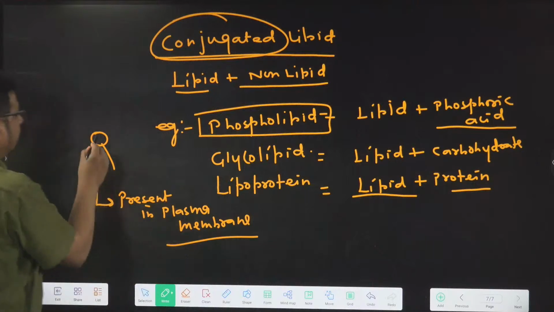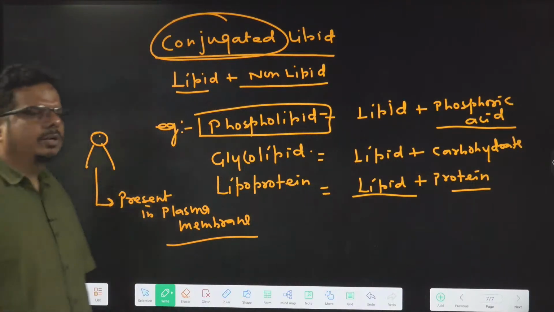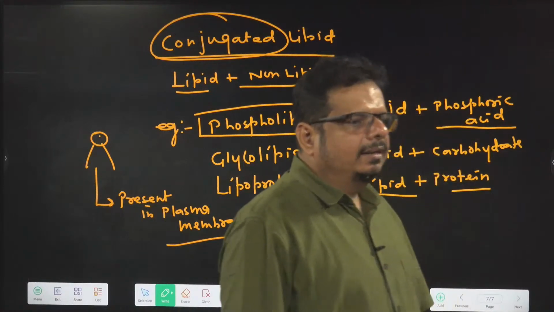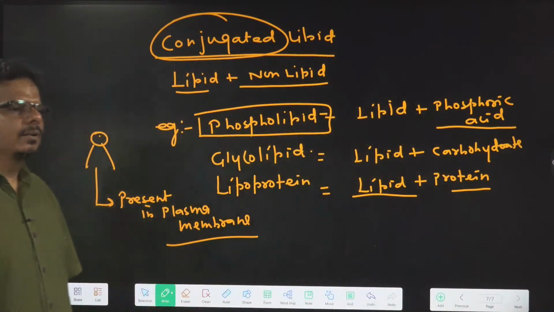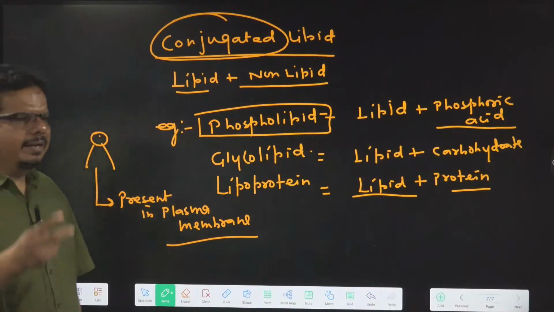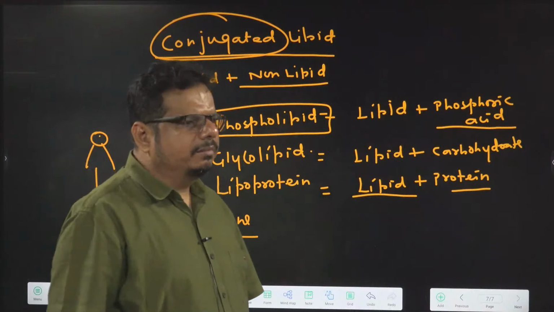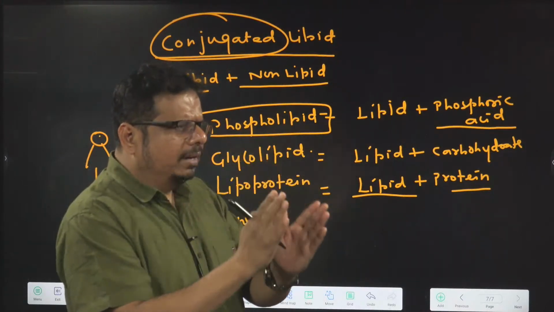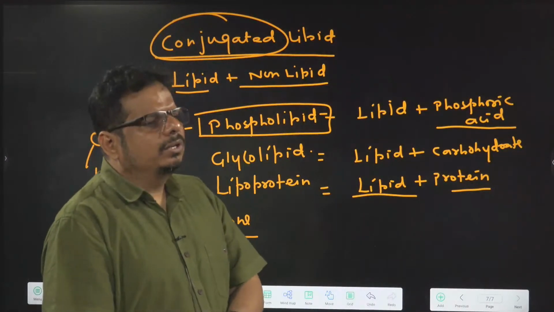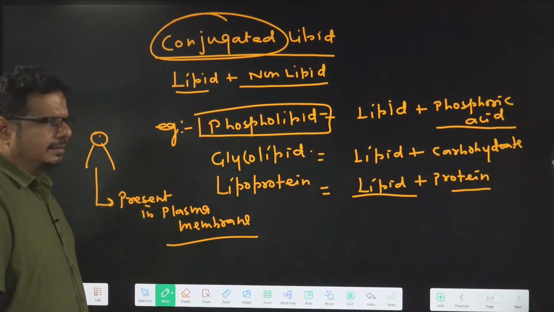Got the idea? I already told you in the plasma membrane that phospholipid has two polarities. The head is hydrophilic and the tail is hydrophobic. That is the reason it has both water-loving affinity and water-hating affinity, and that is the reason we called it amphipathic. Is it clear in the mind?